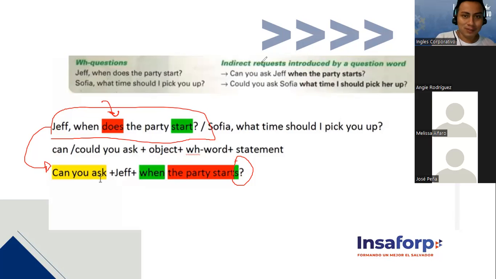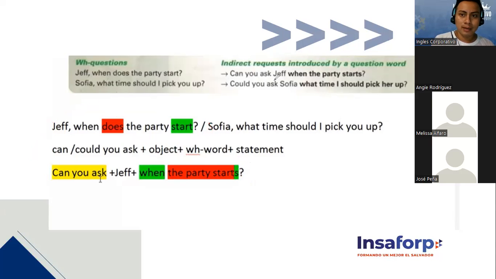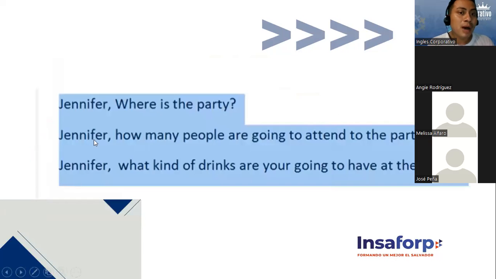Okay, let's move on. 4 minutes. I want to add some other ideas. Maybe you want to share your example as well in this next minute. Look at this one. Where is the party? So how can we make it? Can you ask Jennifer, where the party, what do we say? Where the party, or do we say, can you ask Jennifer, where is the party? How do we make it indirect?